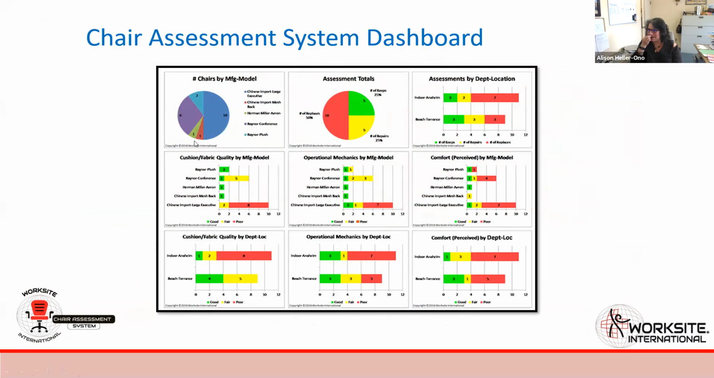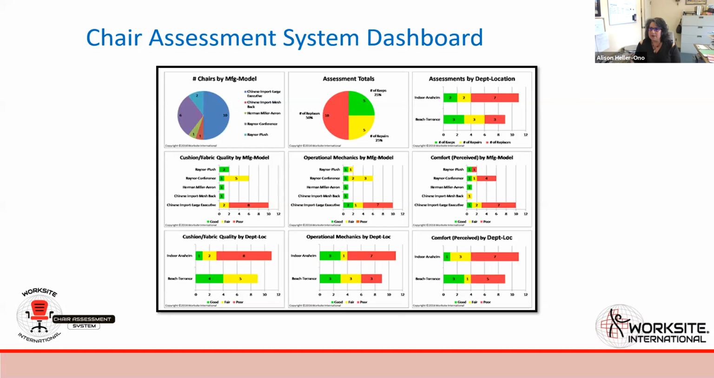So you should see now the chair assessment system dashboard. Does everybody see that? Yes. Okay. All right. So what it does is 2 things. It looks at the number of chairs by manufacturer. So it takes it and breaks it down into the type of chairs you have and the department location where they're being used. So that if you want to help human resources purchase new chairs, you can inventory just chairs in HR, and you can get details about what kind of chairs they're using there and the quality and competency of those chairs and where they lie in the continuum.